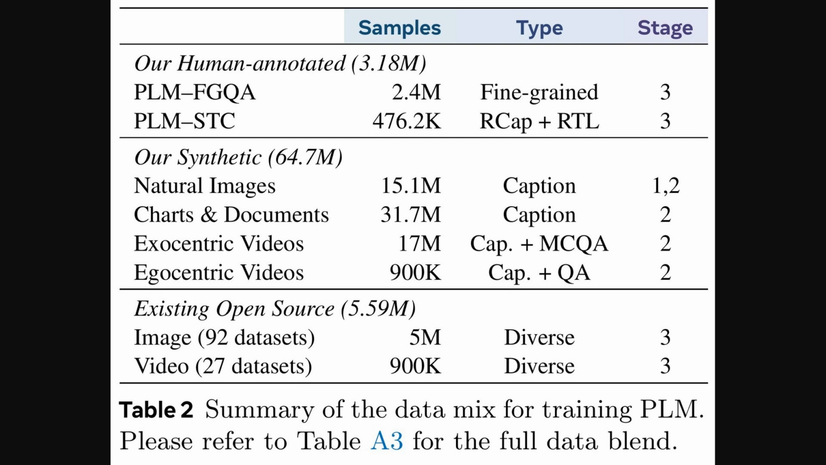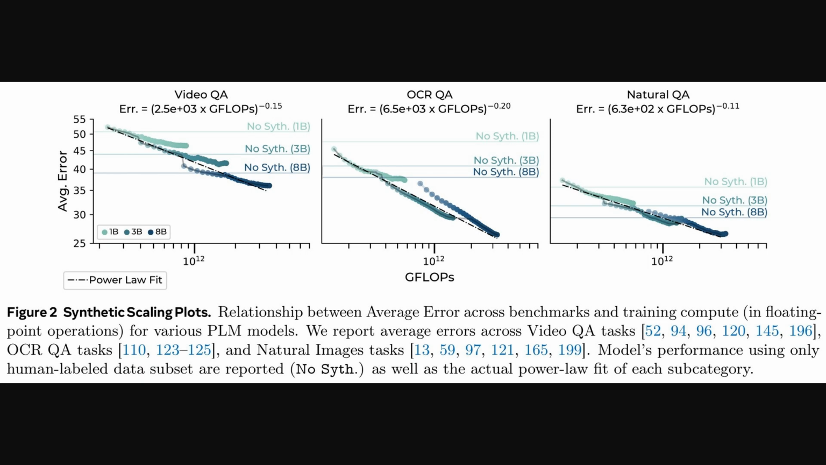And this table here really breaks down that data mix. You can see the bulk of the training, nearly 65 million samples, comes from their own synthetic data. This includes captions for images, documents, and different video types like exocentric, which is a third-person view, and egocentric, which is a first-person view. This synthetic data is all used in the early and middle training stages. But for that final, crucial, stage 3 fine-tuning, they use their new, high-quality, human-annotated datasets to teach the model those really difficult fine-grained tasks.